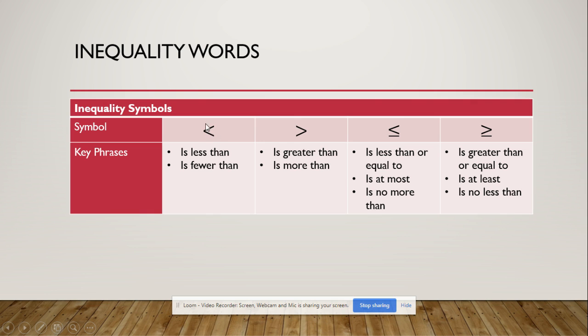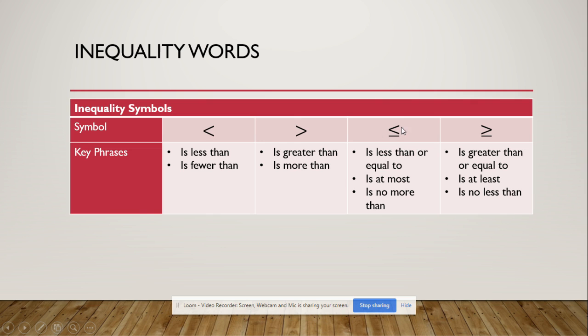So this is the less than symbol. Sometimes as we use normal language, we don't always say "is less than" in just our normal speak. And same thing with word problems. You're not always going to see them use that exact same phrasing, which is why we have this reference to help you identify which symbol they're talking about depending on what words they use. So less than or fewer than, is greater than or is more than.